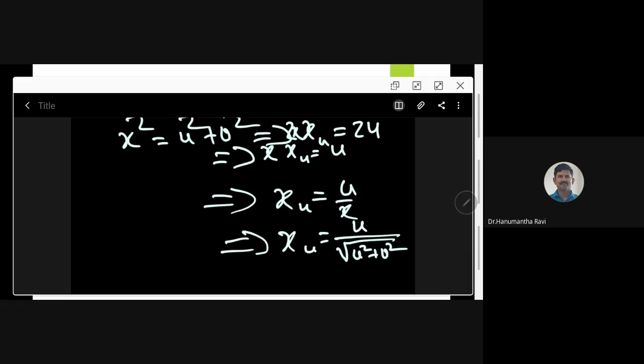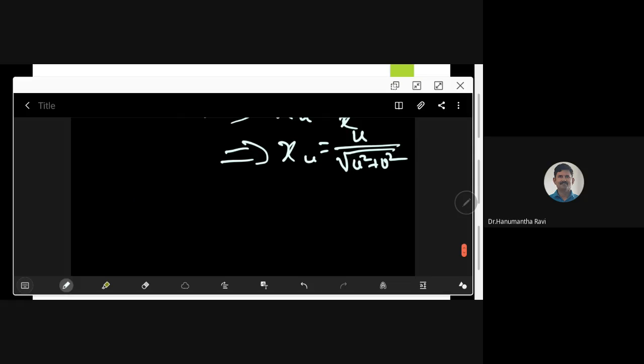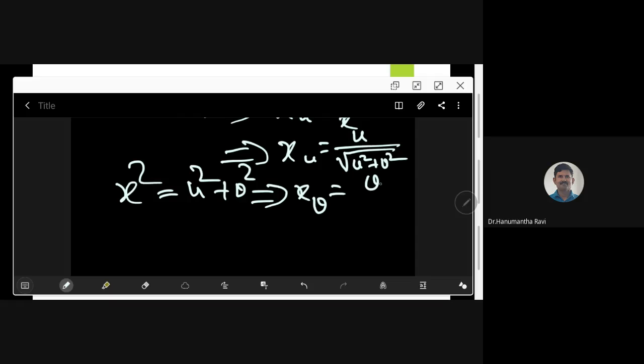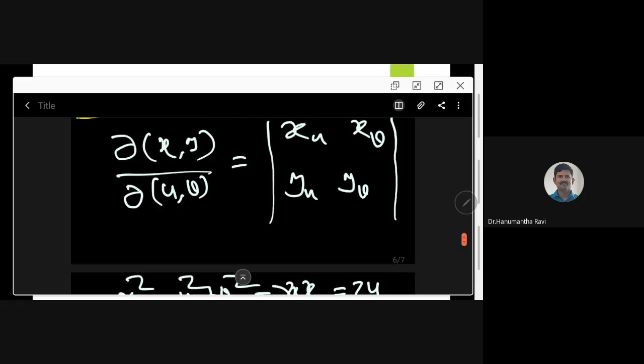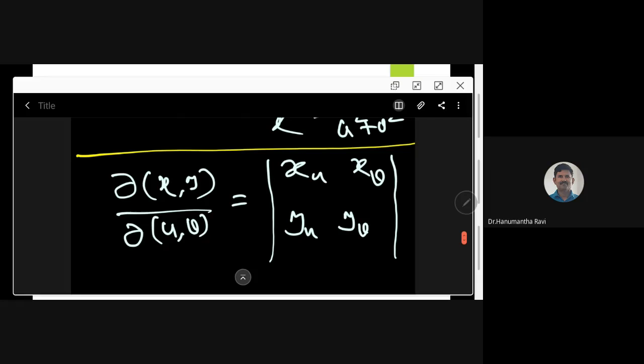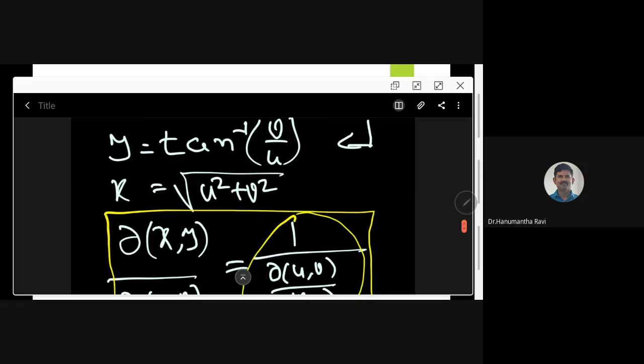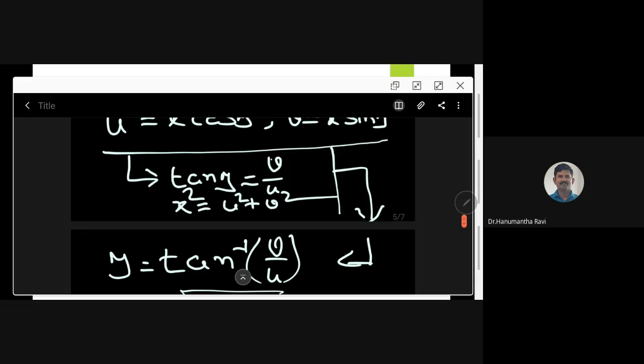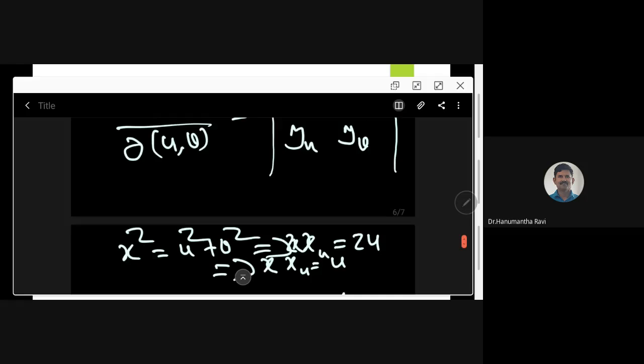Similarly, from the same relationship, if x square is equal to u square plus v square, because of the symmetry between u and v, you can get xv is equal to v by square root of u square plus v square. So we got xu, xv to fill these gaps. Now yu, yv you want. Our relationship is this. So if you want to get yu, yv, there is an easy way.